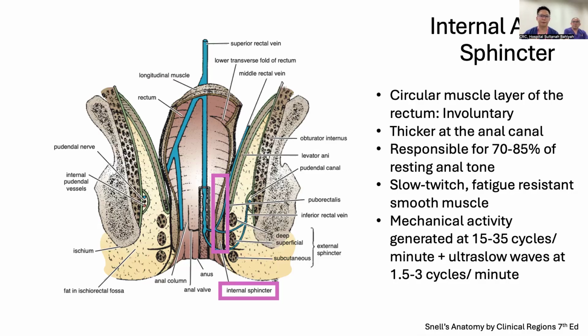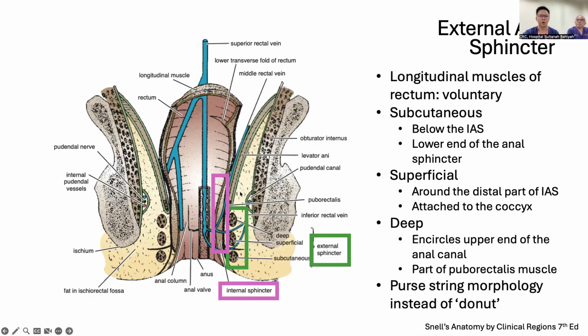We have been able to measure the mechanical activity generated by this slow twitch, and it goes up to as many as 35 cycles per minute. Sometimes you can also appreciate ultra slow waves at 1.5 to 3 cycles per minute. The internal sphincter is labeled over here in purple, and you will see that it is lining the inner layers of the rectum. Whereas the external anal sphincter, as with its name, is located slightly externally.